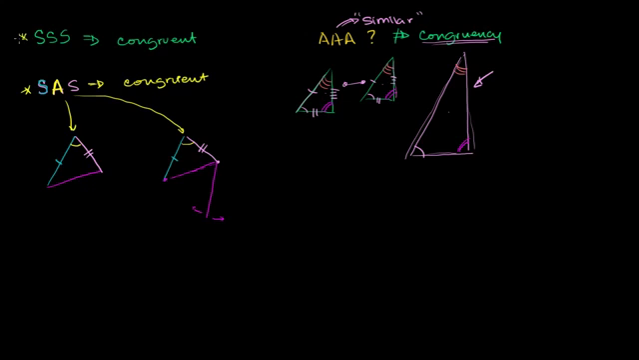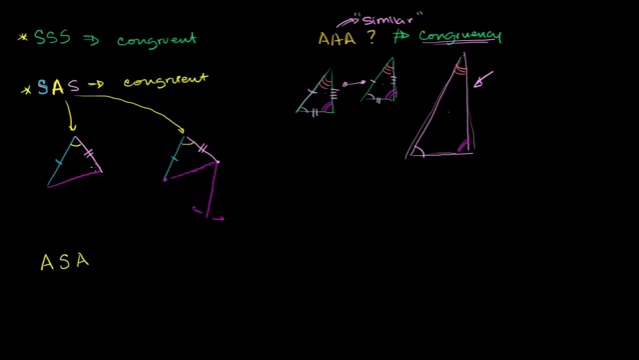We had the SSS postulate. Now we have the SAS postulate. Two sides are equal and the angle in between them for two triangles, corresponding sides and angles. Then we can say that these are definitely congruent triangles. Now I'm just going to try to go through all of the different combinations here. What if I have angle, side, angle? So let me try that.